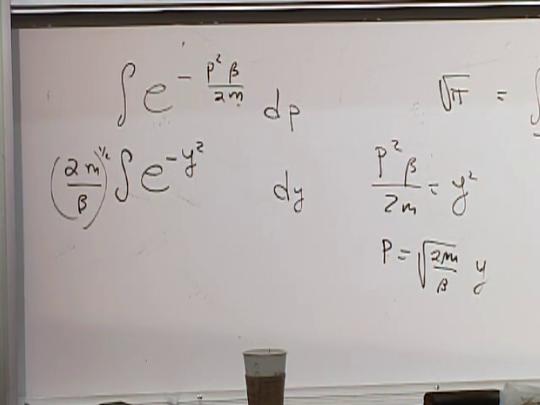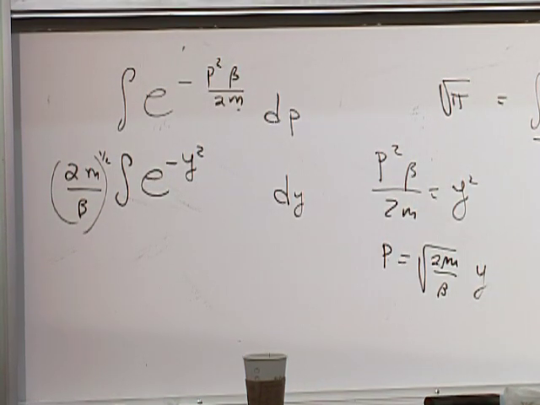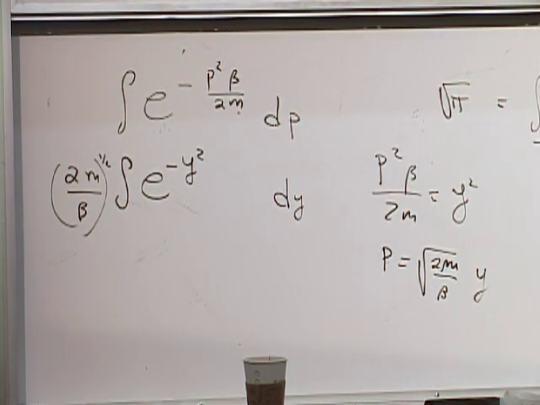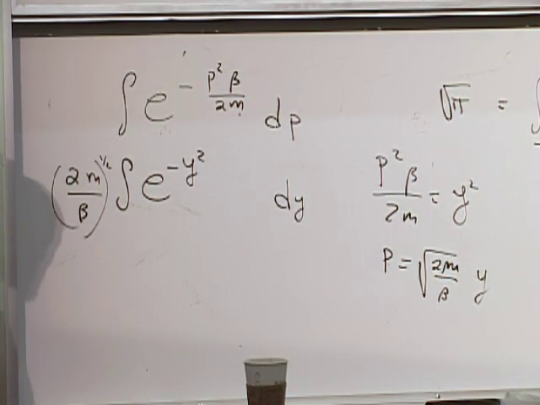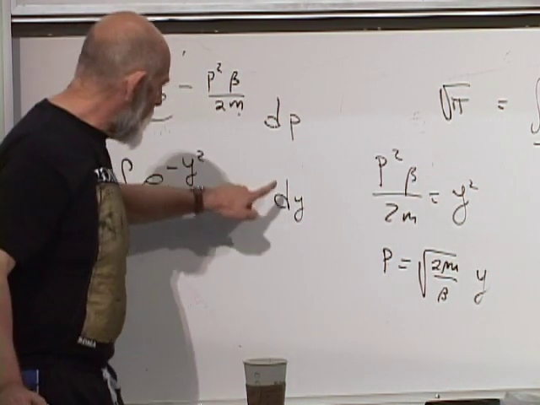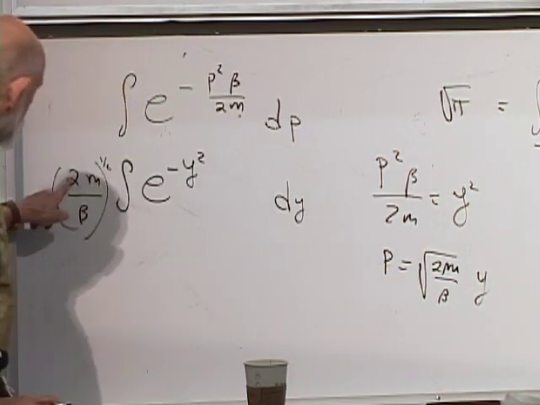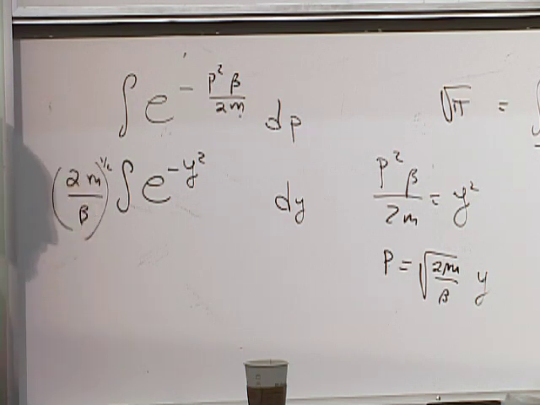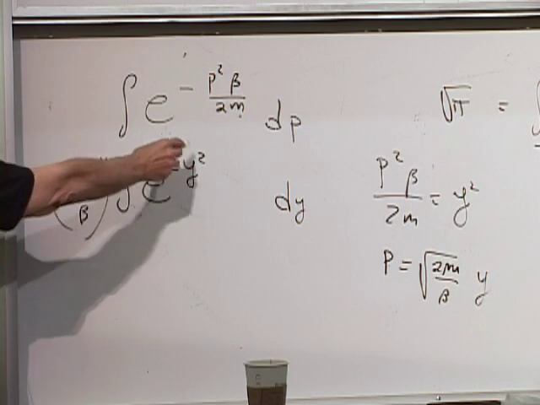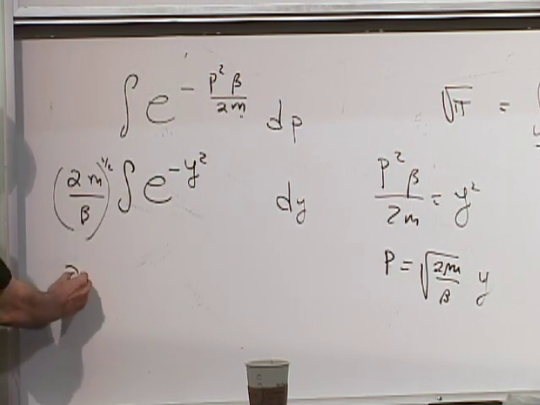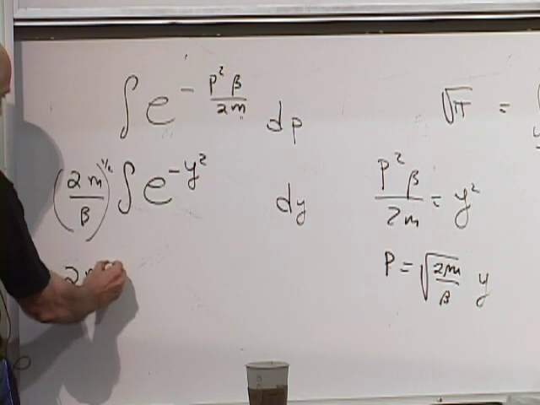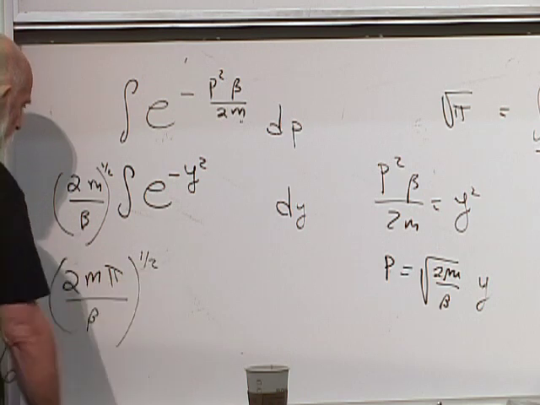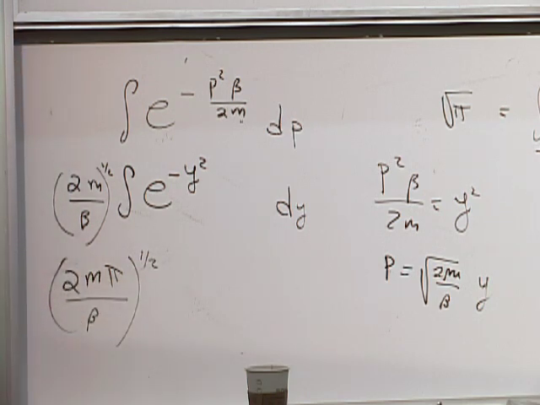Isn't there a y term there? Where is there a y? Did I do this right? Yeah. I replaced dp by dy times the square root of 2m over beta, which is the same as 2m over beta to the 1/2 power. And now the integral is just the square root of pi, and so this altogether is 2m pi over beta to the 1/2 power. That's it. We've done the basic integral.